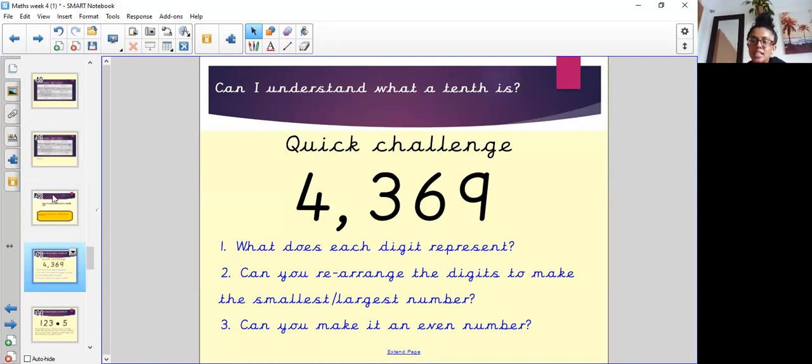Second, can you rearrange the digits to make the smallest and the largest number? And can you make it an even number? Can you or not? There's a good one for you to try. So have a go at those 3 challenges on your whiteboards, and you can post those pictures onto Tapestry once you've had a go.